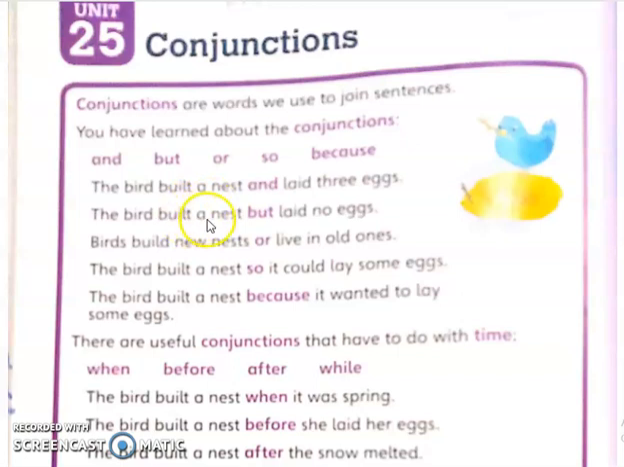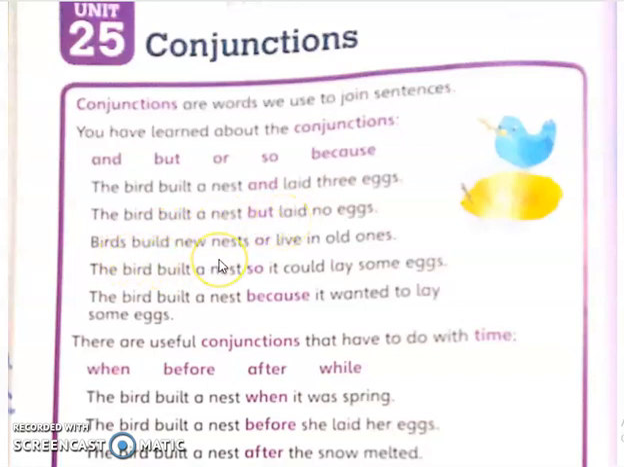The bird built a nest but laid no eggs. In the other sentence, but is used. When we use but, it negates the first sentence. When there are two different ideas, we use but. Like, the bird built a nest. Generally a bird builds a nest for laying eggs, but here in the other sentence it says laid no eggs. It laid no eggs, so it is a different idea, so we use but here. The bird built a nest but laid no eggs.